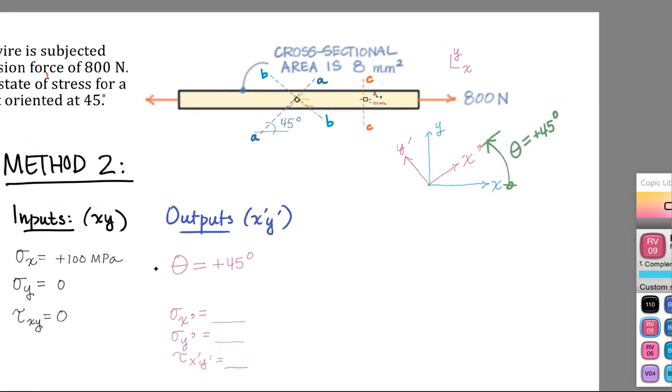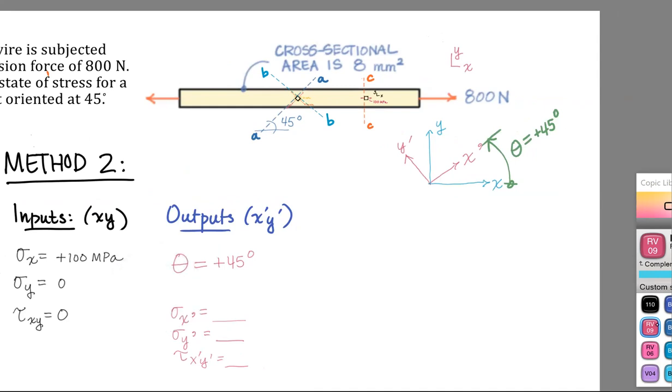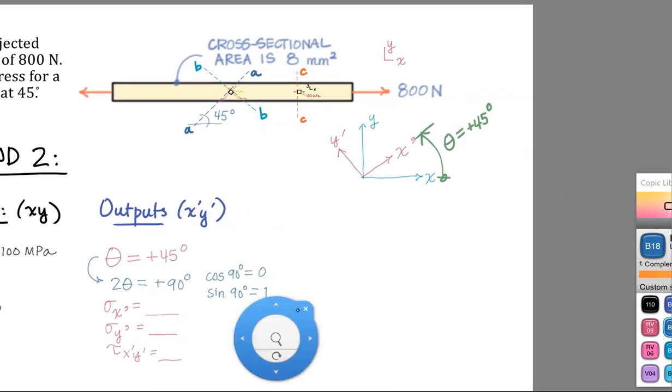In the stress transformation equations, you have a bunch of double angle formulas. So I'm not just going to put theta here, I always double it. So twice theta is a positive 90 degrees. I'm thinking of the unit circle to remember this: I know that the cosine of 90 degrees is zero, and the sine of 90 degrees is one. All right, here are the equations. I'm going to pause the video, copy them down, and then resume.